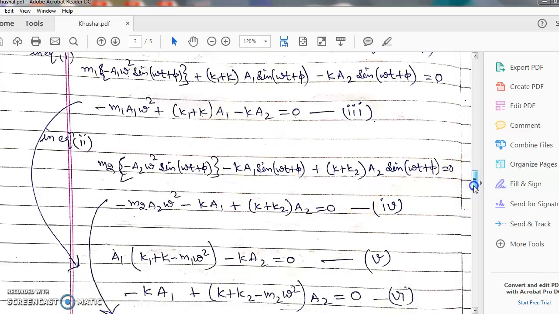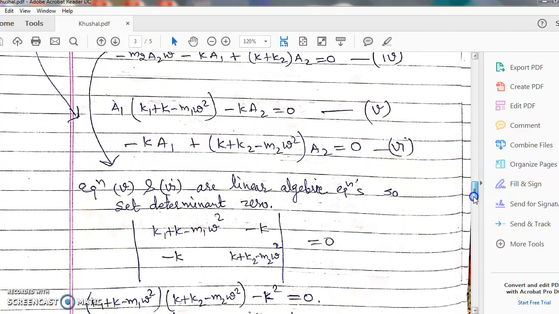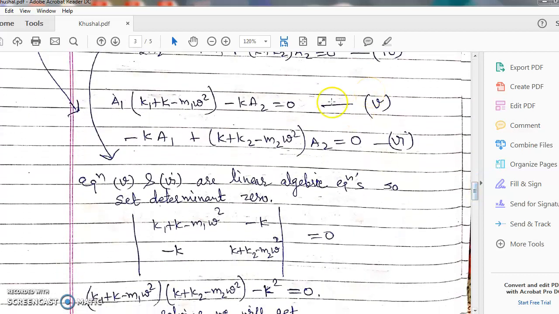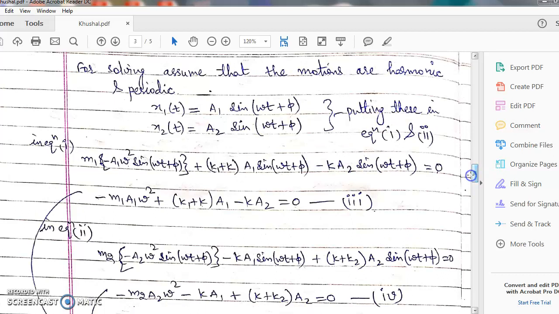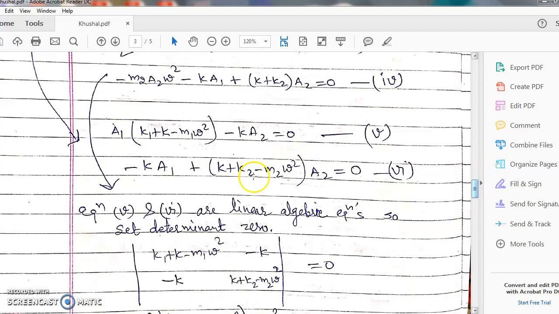Now, after solving equation 3 and 4, I will get equation 5 and 6. I will just cancel sin(omega t + phi) in all these equations, and I will get this equation. I am arranging equations 3 and 4 again. I have just arranged this, nothing else. So equations 5 and 6 I have arranged, and this is a1, a2 and a1 and a2.